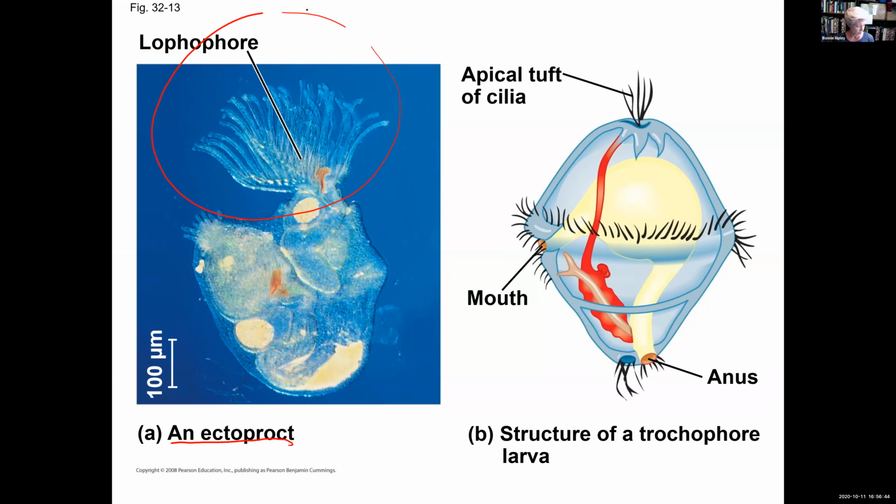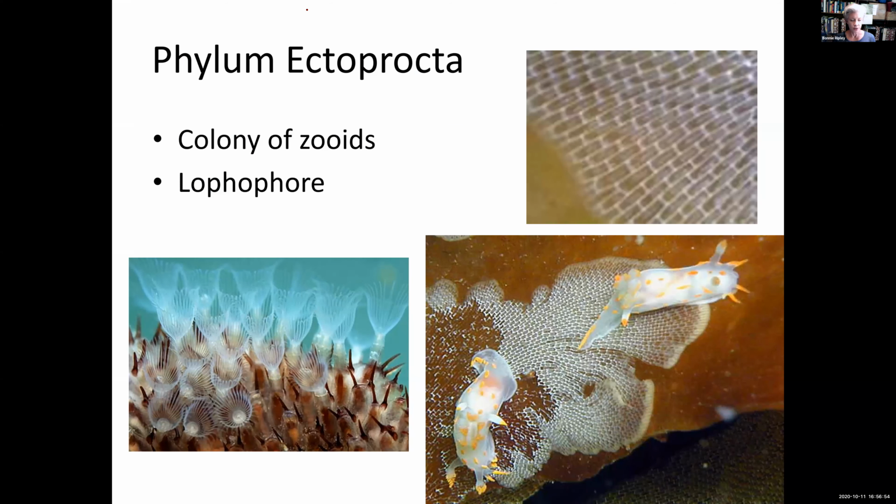All right, so these are the characteristics that give this clade its name. All right, starting off with our very tiny ectoproct animals. So these are usually called bryozoans. Oops, bryozoans.